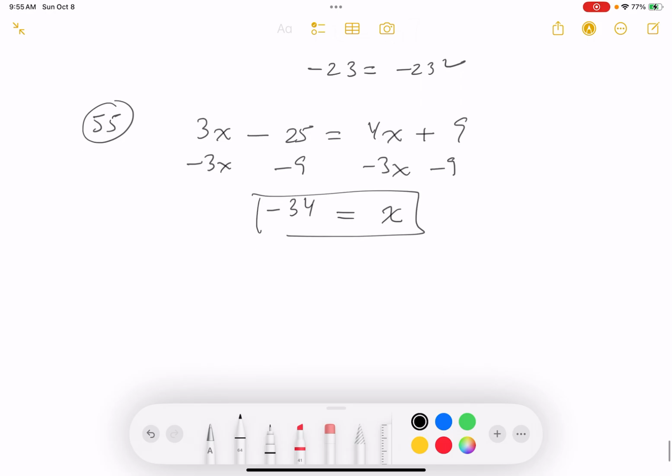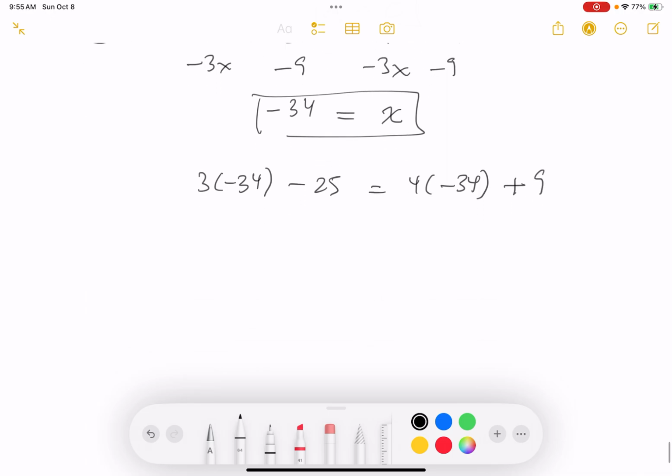Let's just check it. So it's 3 times minus 34 minus 25 equals 4 times minus 34 plus 9. Looks a little bit easier to do. Gives you minus 90 and 12, minus 102, minus 25. This is going to give you, let's see, minus 120 and 16, 136. Minus 136 plus 9. What do you get over here? Minus 127. What do you get over here? Minus 127. We did fine.